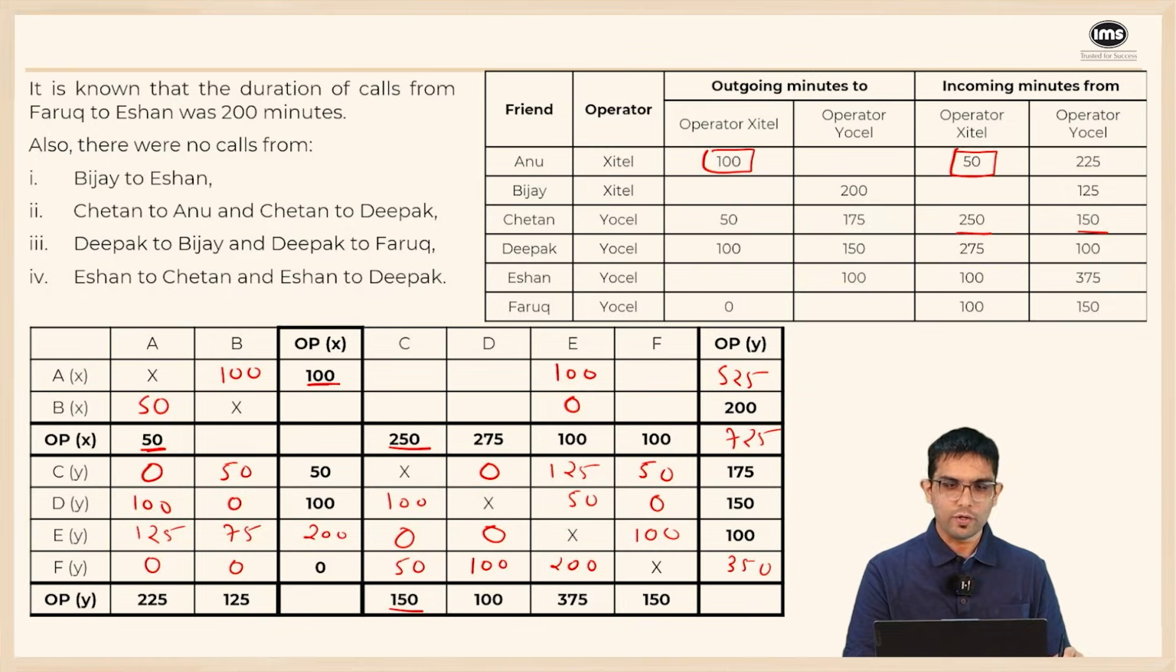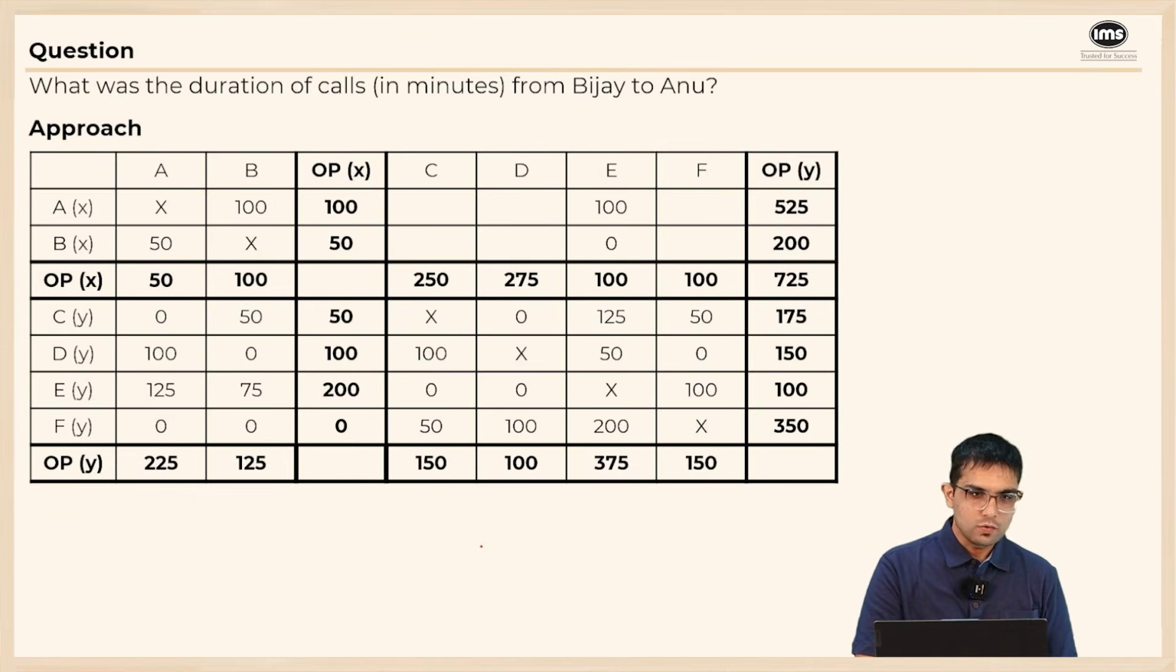Let's try and go to the questions. This question says, what was the duration of calls from B to A? So now we need to understand that B is calling for 50 minutes totally to any operator X and A is the only person in operator X. So hence B is calling 50 minutes to A, hence 50 is the correct answer.